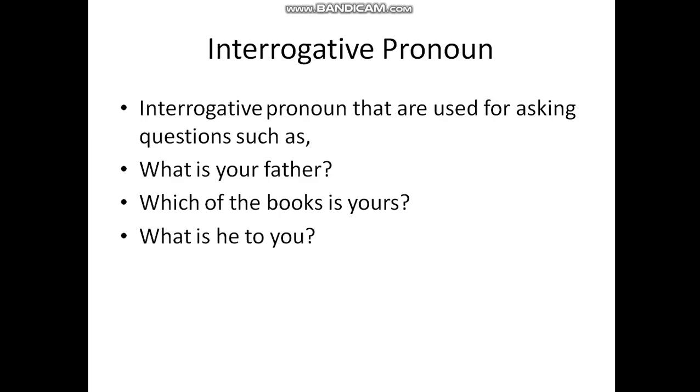Then the interrogative pronouns are a group of pronouns that are normally used for asking questions, such as what is your name, or what is your father, or what do you do over here, which of the books is yours, what is he to you, are some of the examples.